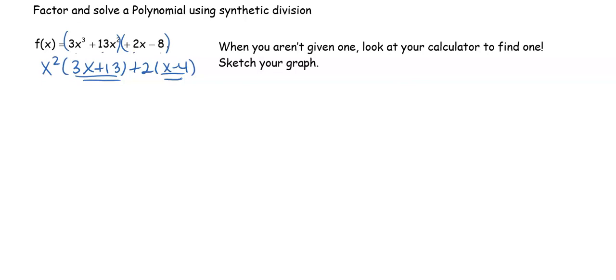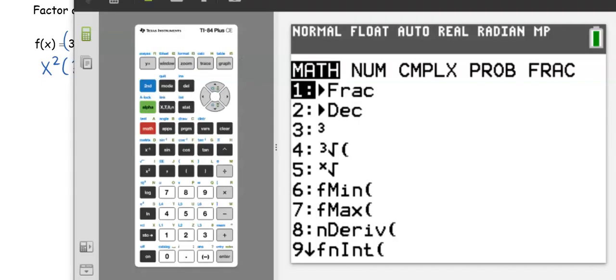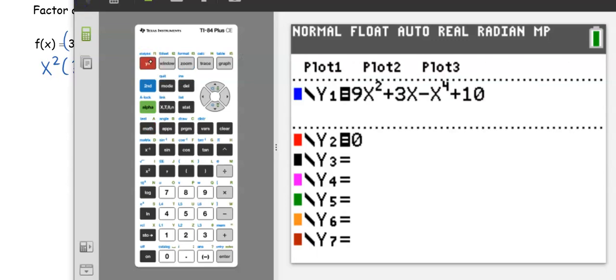Up here, I was told what I was dividing by. What we want to do is we want to factor out our solutions. So when we're not given a solution, we look at our calculator to find one. So we go to our calculator, we go to our y equals, we clear out what we have in there, 3x to the 3rd power plus 13x squared plus 2x minus 8.